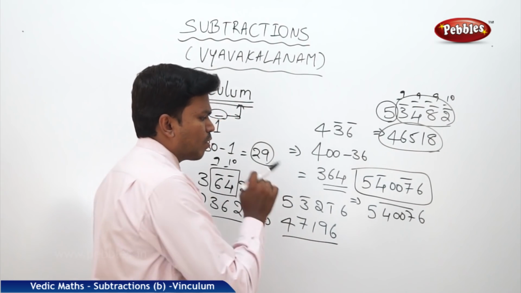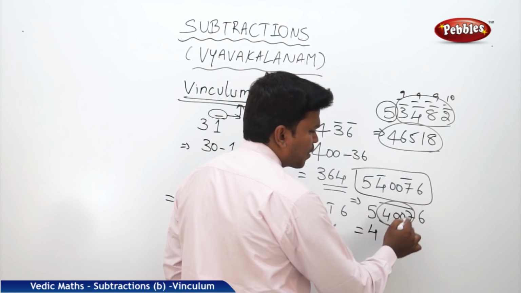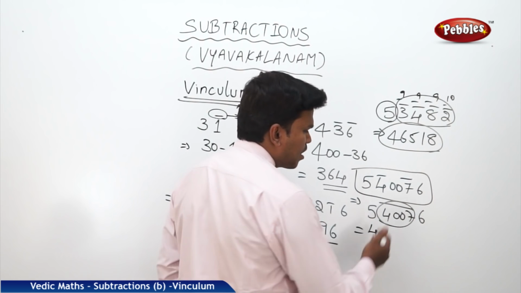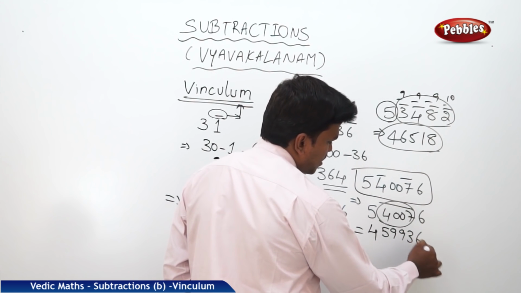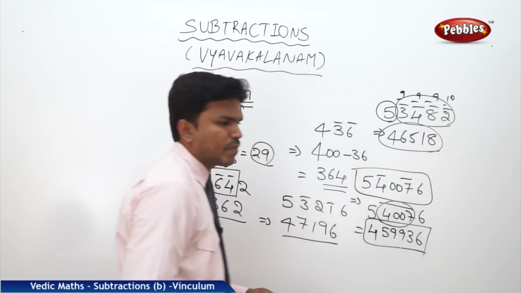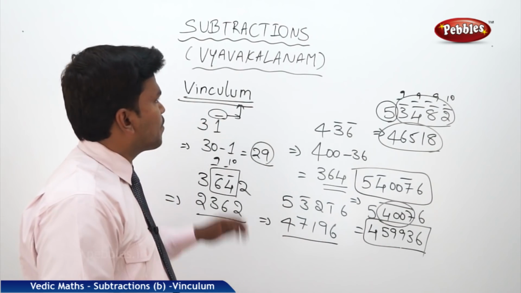Okay, so now what is the answer for this one? 5 becomes 4, and for this number you can directly apply all from 9 and last from 10. So how much? 5, 9, 9, 3 and 6 as it is, 6. So this will be your answer, right? So this is all about Vinculum.